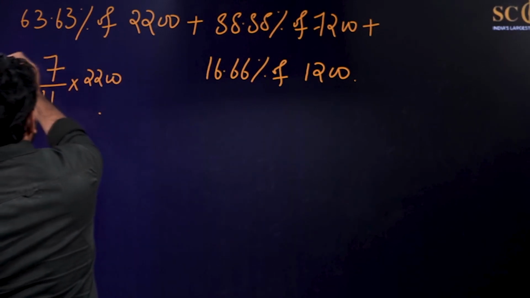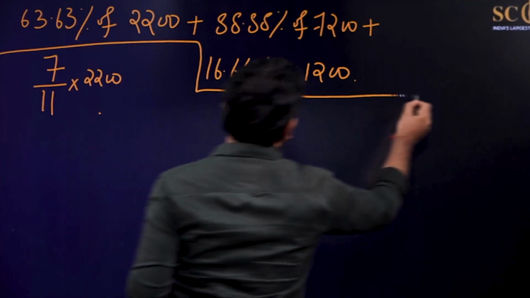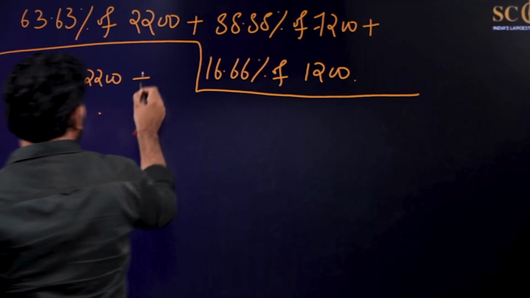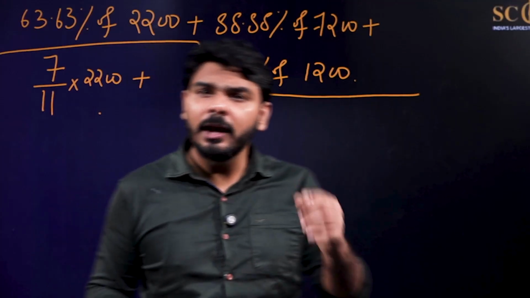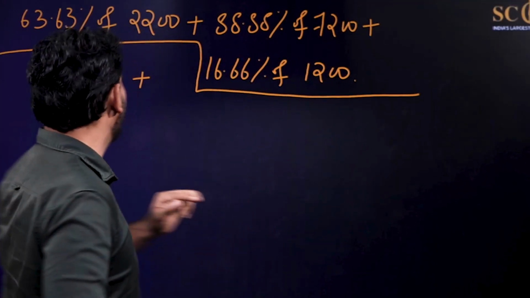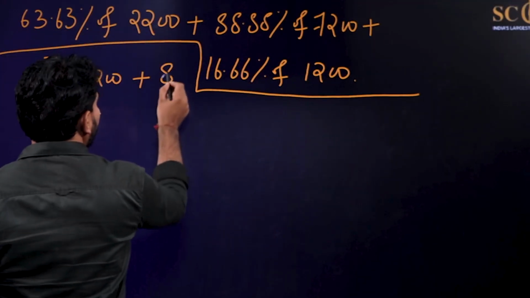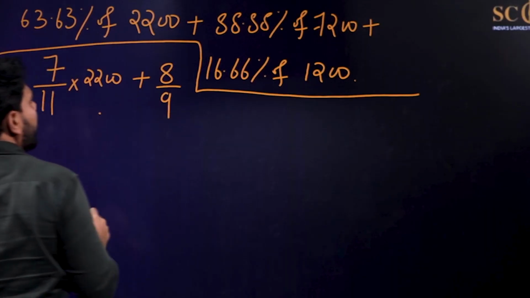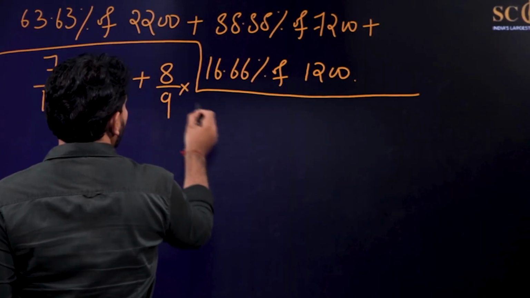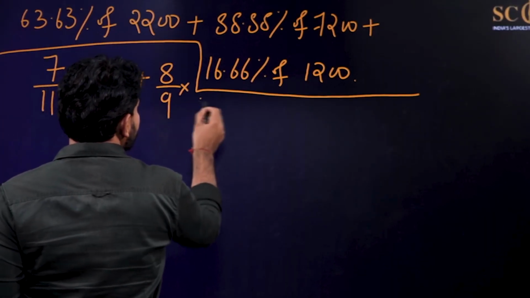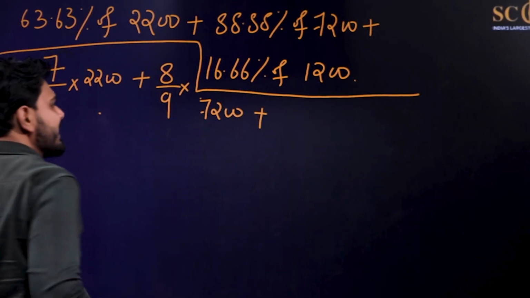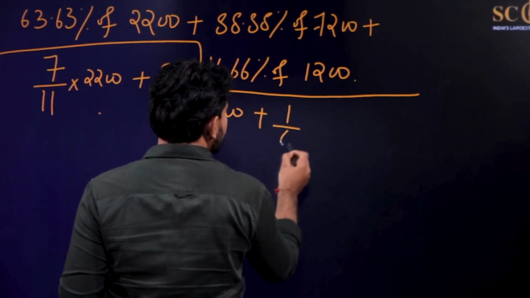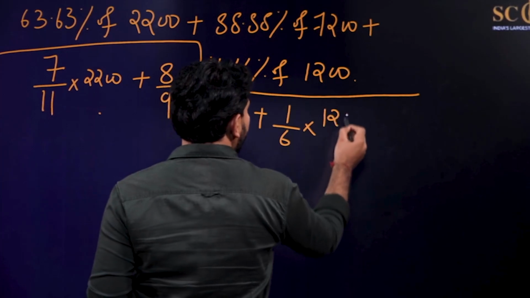88.88% is equal to how much? I have already told you, it is 8 by 9. So now multiplied by 7200, plus 16.66%, this also you know, that is 1 by 6 multiplied by 1200.